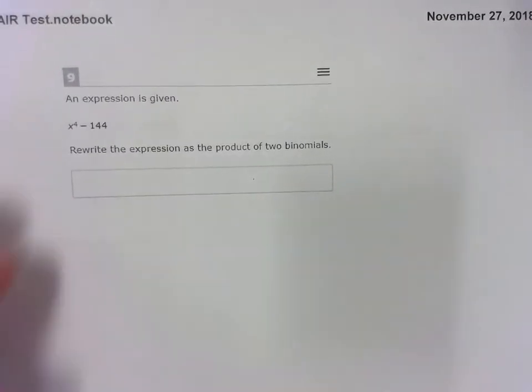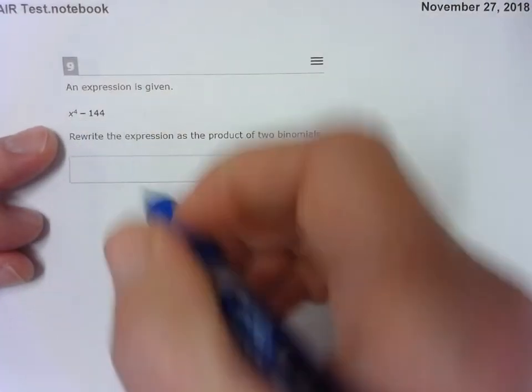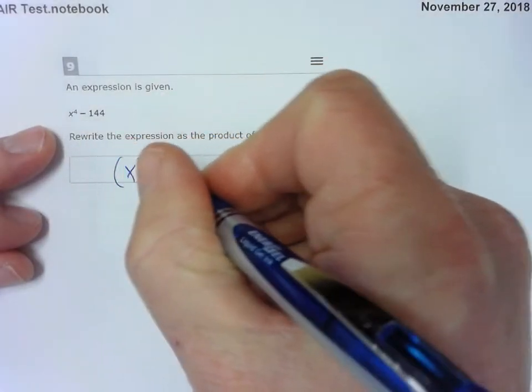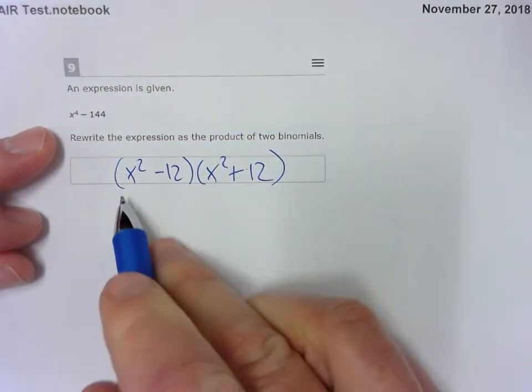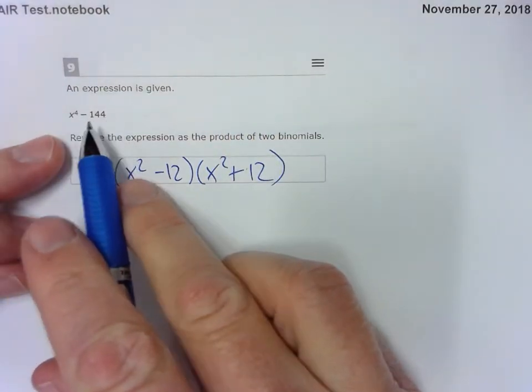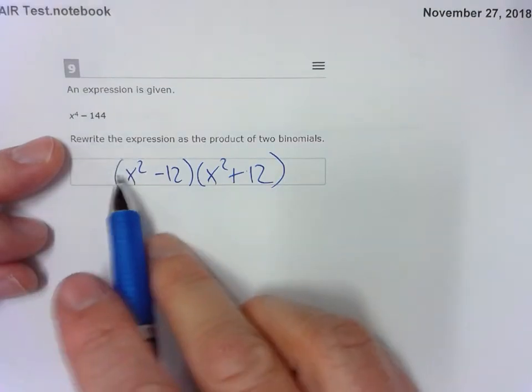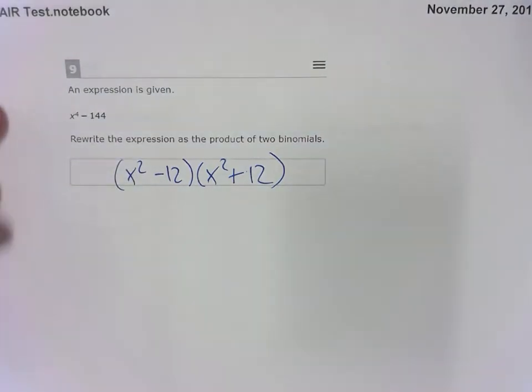Okay, number 9. Okay, this is a factoring problem. You're going to write it as the product of two binomials. So this is the difference of two perfect squares. So we do x squared minus 12 and x squared plus 12. So it is the difference of two perfect squares. 144 is 12 times 12, and there's my two binomials. You type it in there and all that good stuff. Okay, number 10.